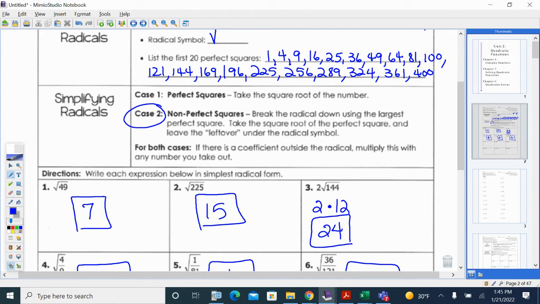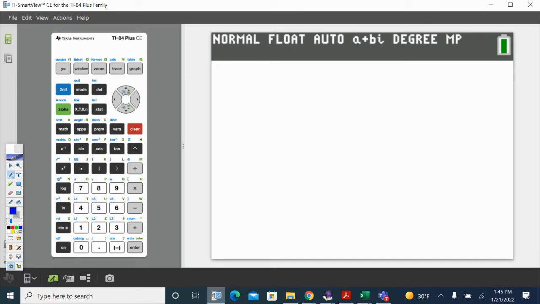So 112 is going to fall between 100 and 121. So I know that the largest perfect square is going to be 1 to 100. So some number in there is a factor of 112. And if you're not good at this, you're going to grab your calculator, and you're going to start dividing.